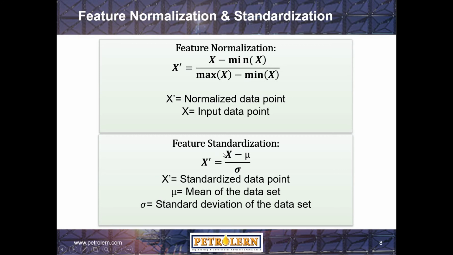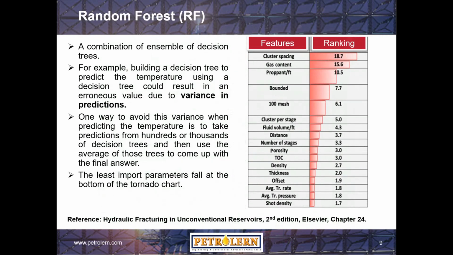And then feature standardization is simply you take each sample minus the mean of the data set of that feature divided by the standard deviation of the data set of that feature. So one is x minus min of x divided by max of x minus min of x, and the other one is x minus mean divided by standard deviation. And that's how you do feature normalization and standardization. As I said, depending on the type of algorithm that you're going to choose, some will use feature normalization and some will use feature standardization.